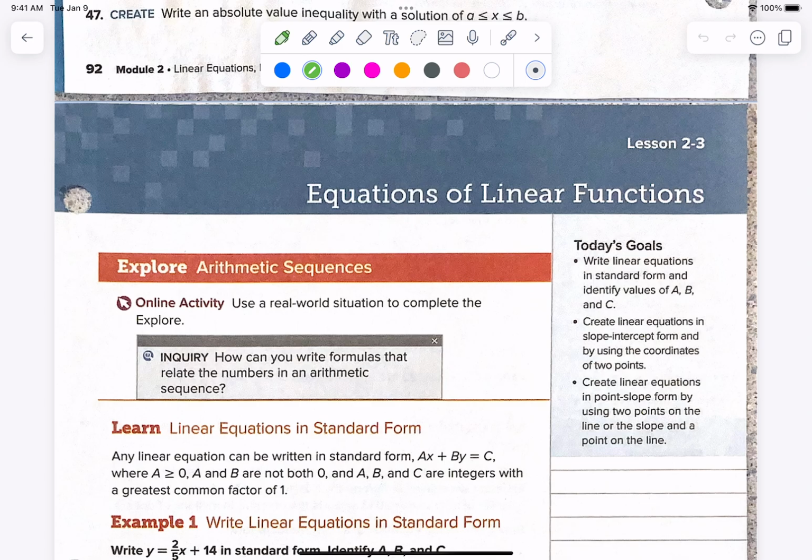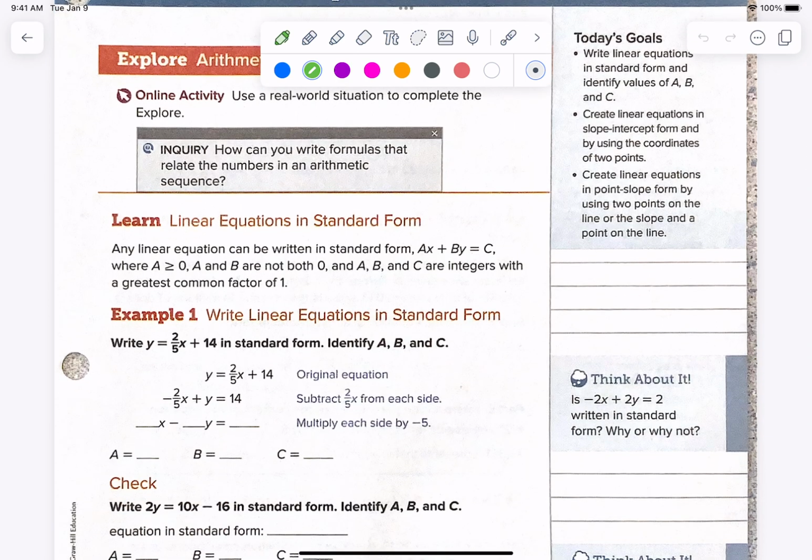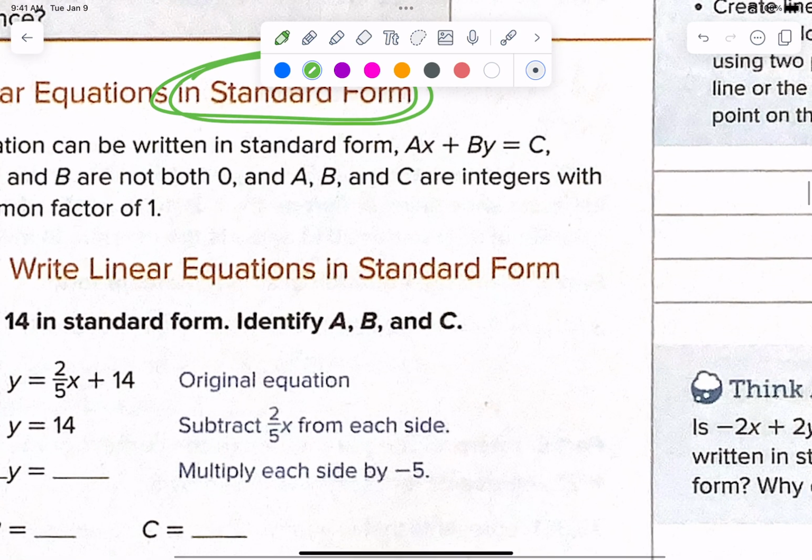Section 2-3. We're doing linear functions today, and the nice thing is you should know how to do most of this already. This is slope intercept form. Now, one form that they introduced to us that we're not used to dealing with is standard form. So circle the word standard form, because we're going to be converting to standard form too.